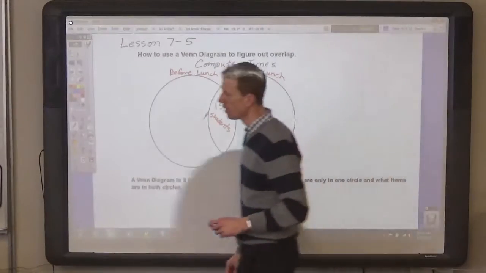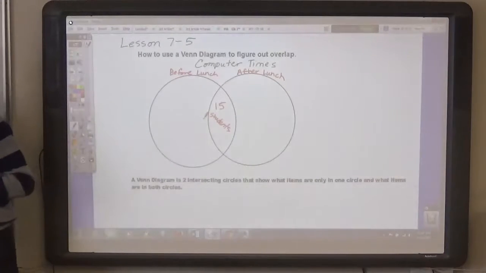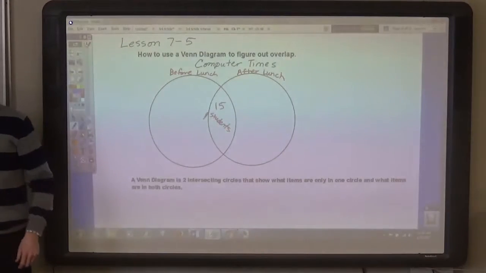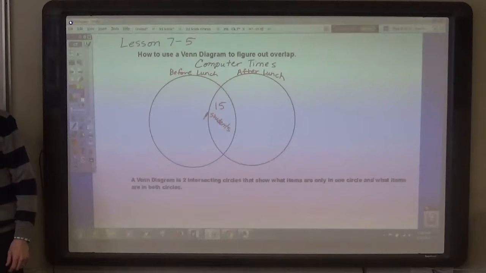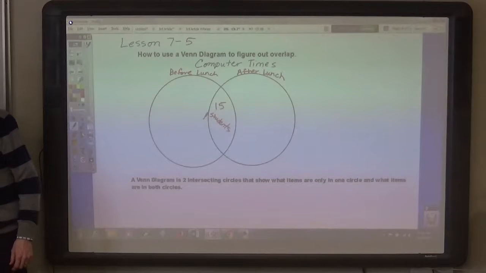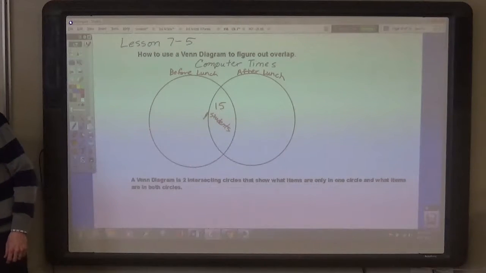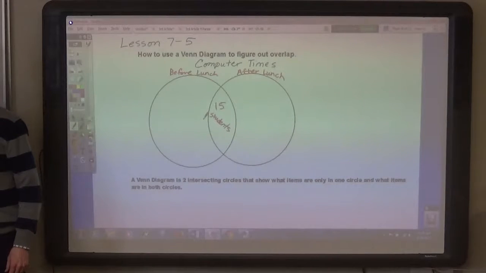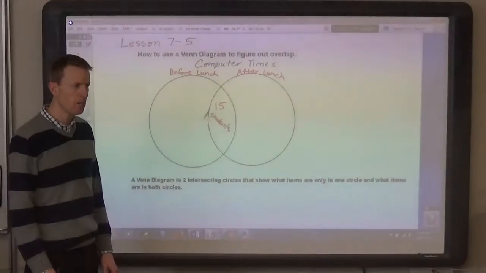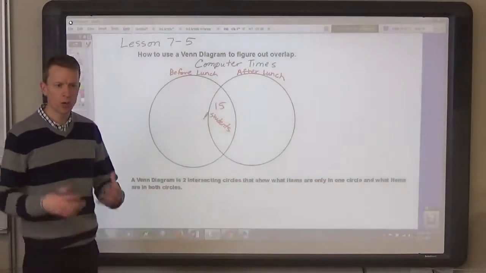Now, here's an example problem. A survey shows that 20 students want computer time before lunch. 29 students want computer time after lunch. And 15 students want computer time before and after lunch. Now, if you read through that and you were asked, how many total students are there?